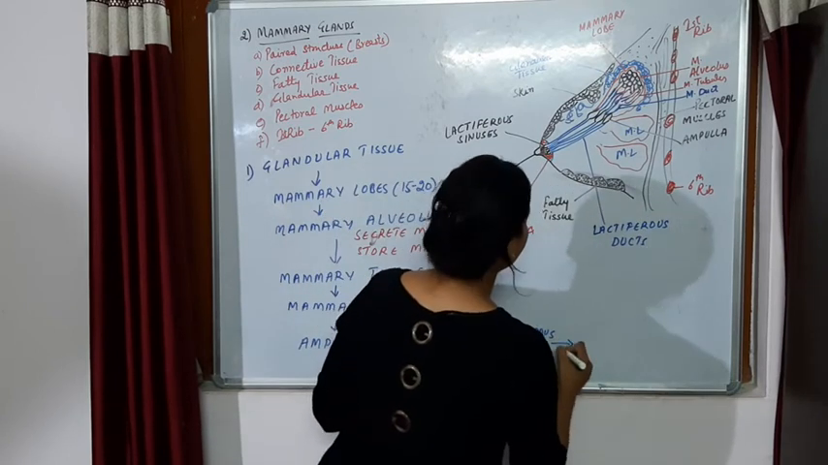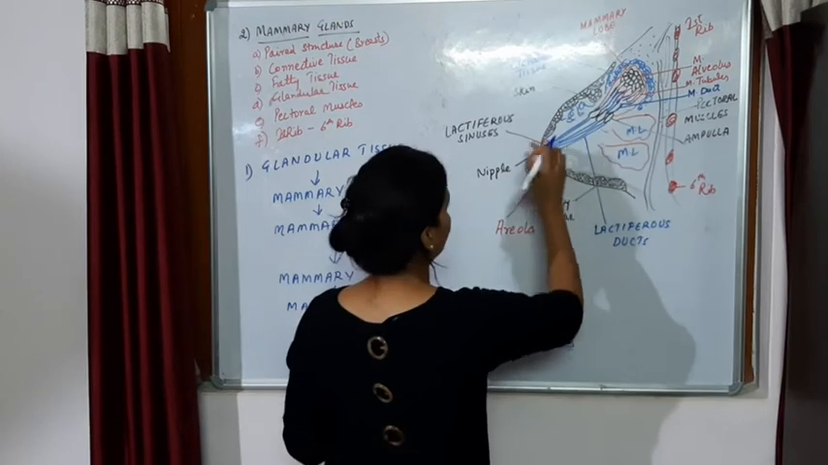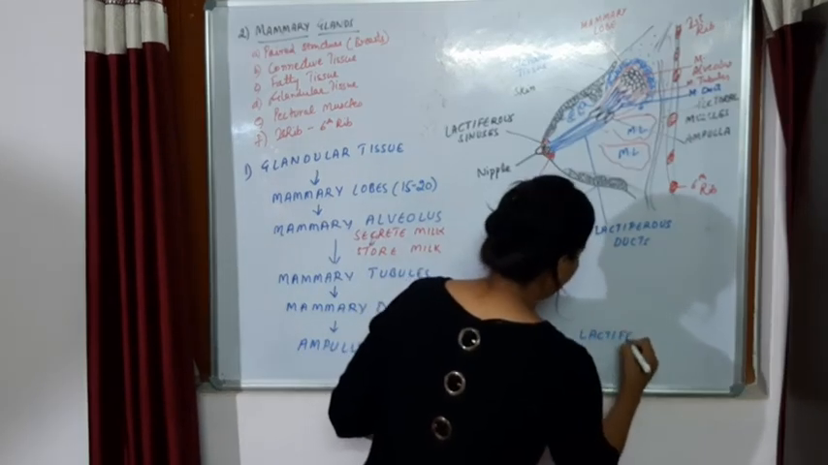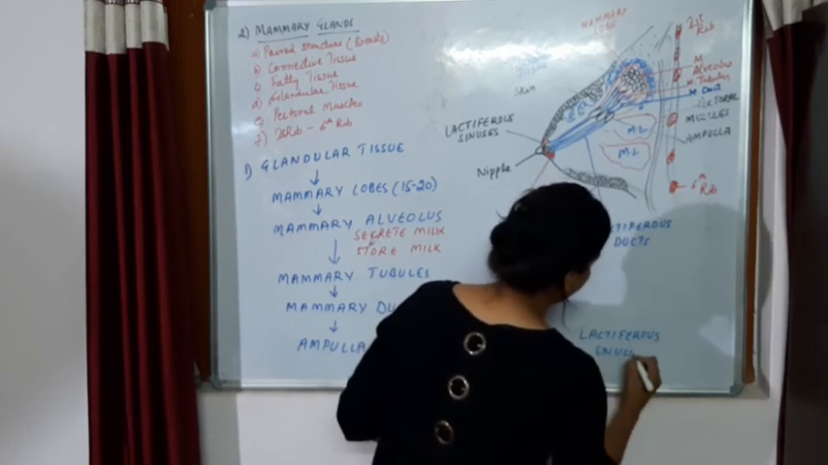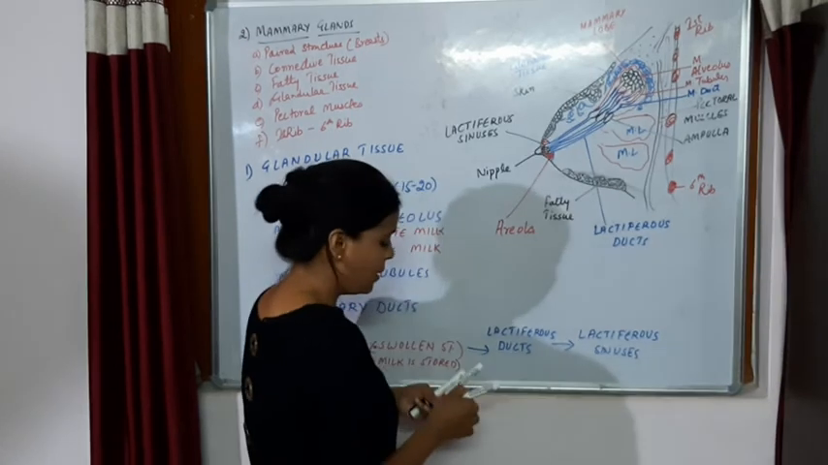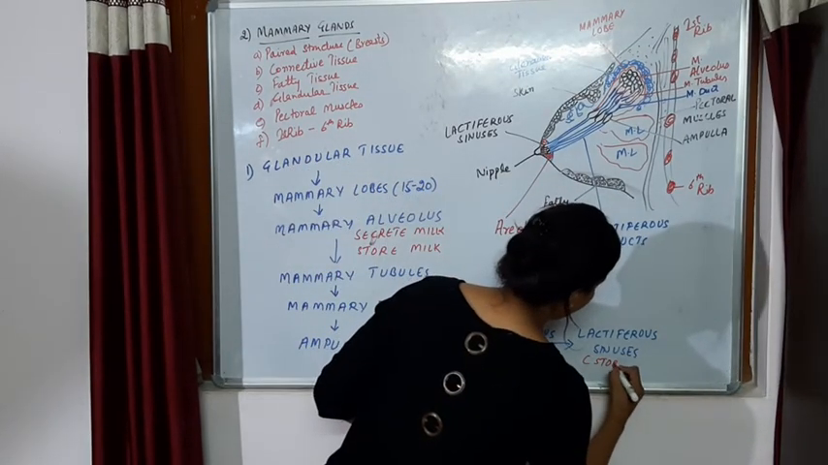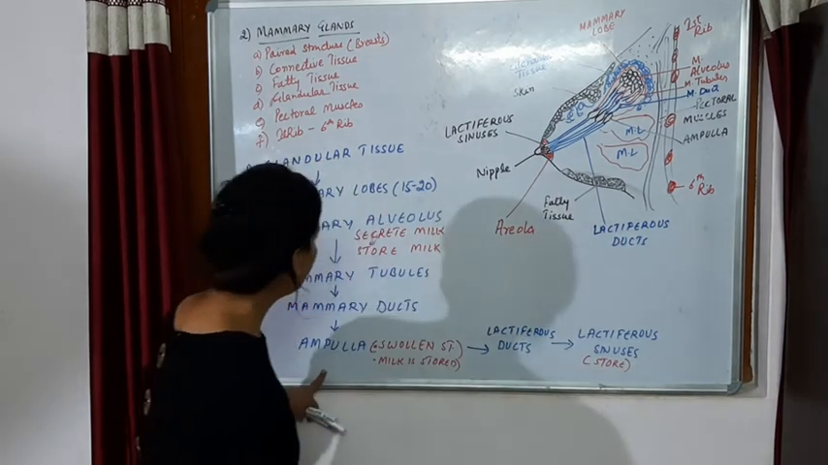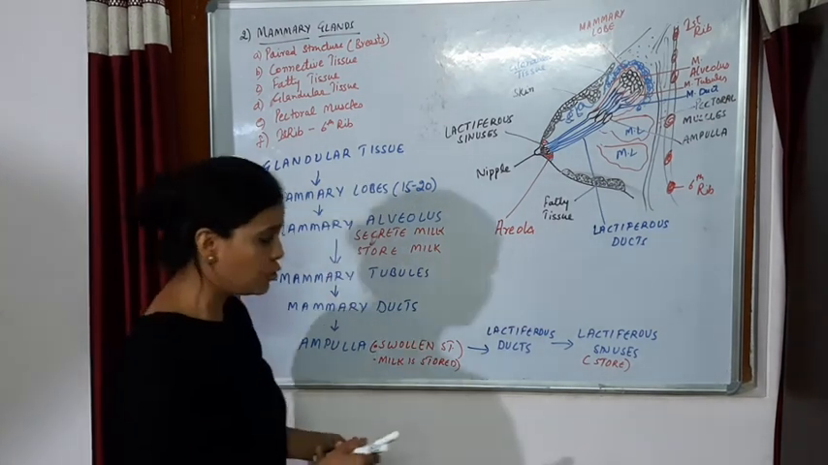Now the lactiferous duct will again show another structure that is called lactiferous sinuses, again where the milk is stored. So you can see where the milk is stored: lactiferous sinus, then ampulla, then the mammary alveolus. So three places where the milk is stored.